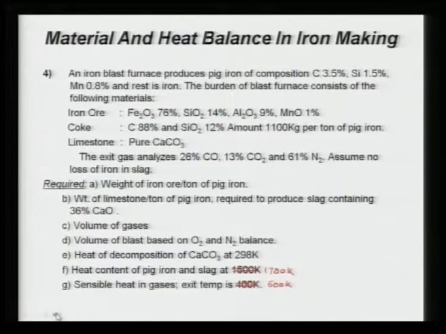Now, in problem number 4, it reads: an iron blast furnace produces pig iron of this composition, and the rest is iron. The burden of the blast furnace consists of the following materials: iron ore, its composition is given, it contains Fe2O3, SiO2, Al2O3 and MnO. Coke composition is given, 88% carbon and 12% SiO2. However, the amount is also given, which is 1100 kg per ton, and limestone is calcium carbonate. The analysis of exit gas is given. Assume no loss of iron in slag.